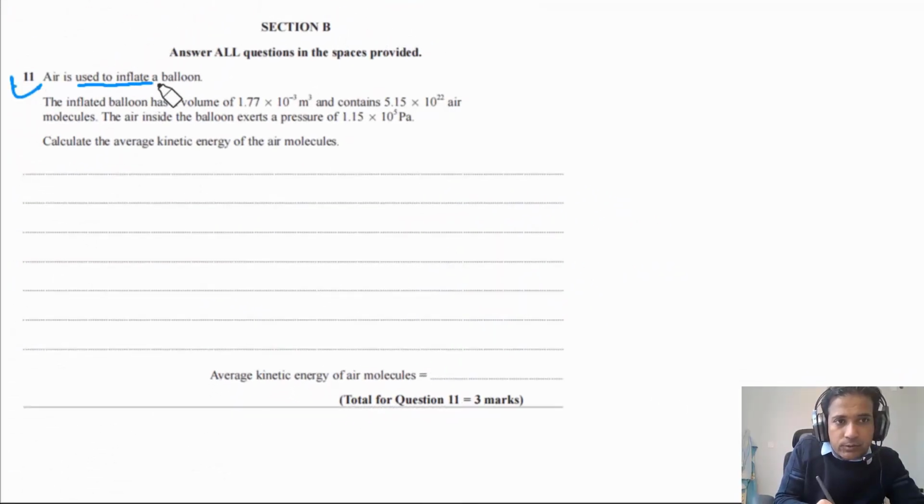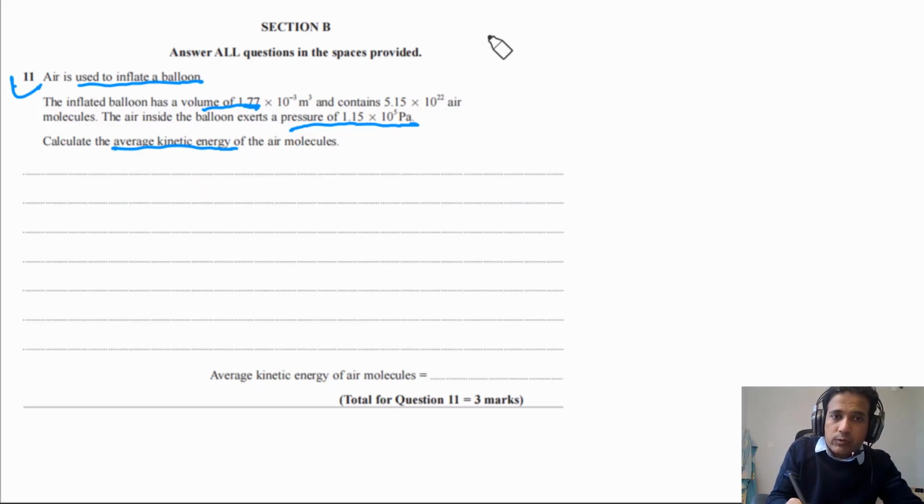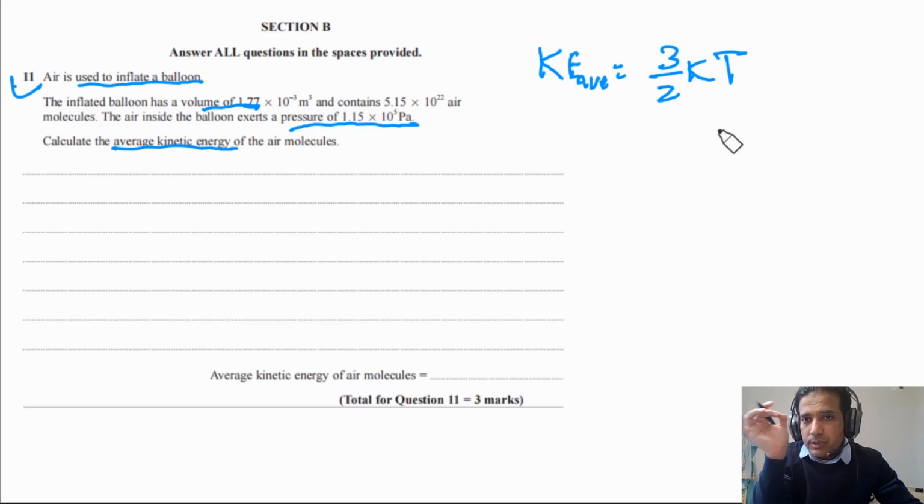Question 11 says air is used to inflate a balloon. The inflated balloon has a volume of 1.77 times 10 to the minus 3 cubic meters and contains 5.15 times 10 to the 22 air molecules. The air inside the balloon exerts a pressure of this much. Calculate the average kinetic energy of the air molecules. The average kinetic energy of air molecules is equal to 3 by 2 k times T, and temperature must be in kelvins.